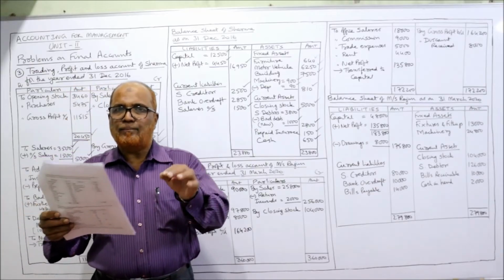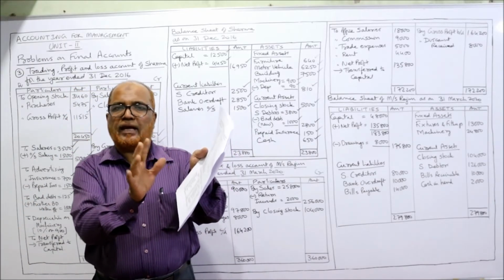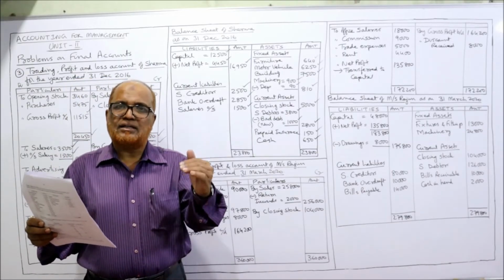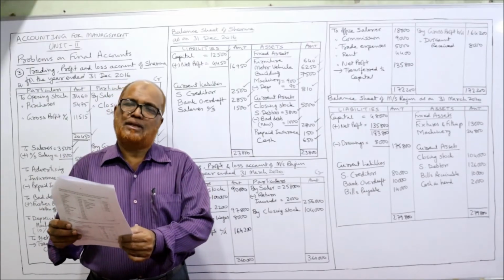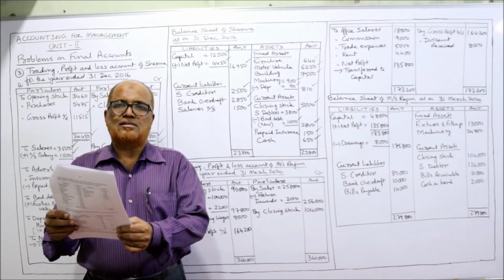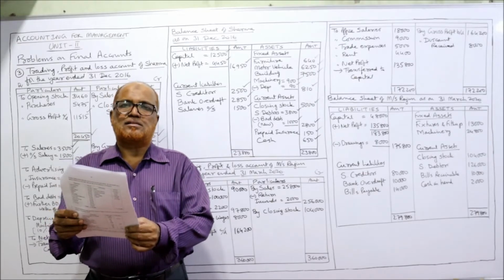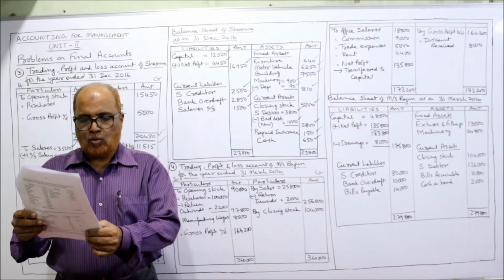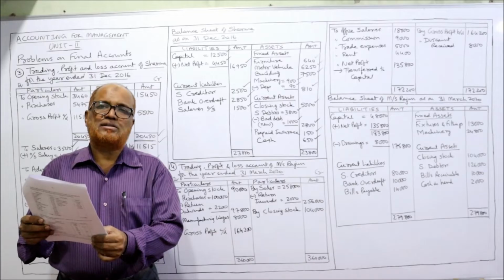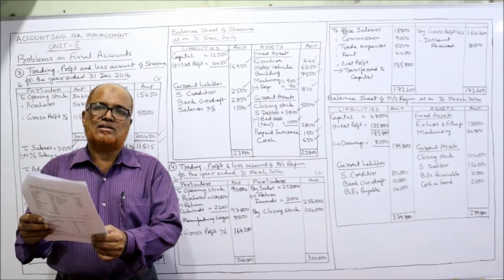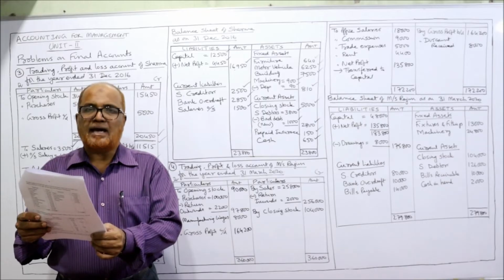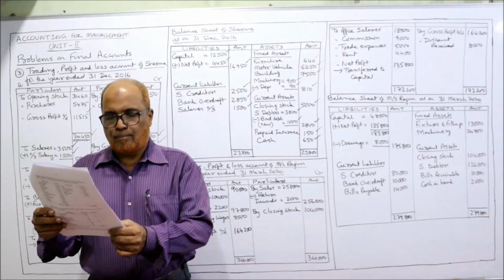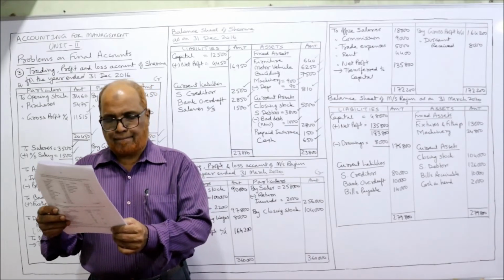So one by one, take a pencil and write it there itself where we are going to take. Drawings, liability side. It will be deducted from capital. Then capital, liability side. Sundry creditors, current liability. Sundry debtors, current asset. Bills receivable, current asset. Opening stock, trading account, debit side. Fixtures and fittings, fixed asset. Cash in hand, current asset. Machinery, fixed asset. Bank overdraft, current liability.